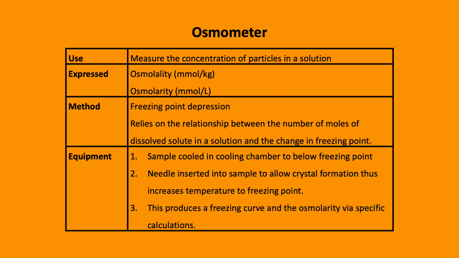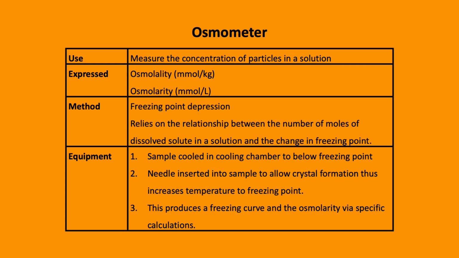An osmometer is a device used in laboratories to measure the concentration of particles in a solution. They can be expressed as both osmolality and osmolarity. A common mechanism by which this is achieved is the freezing point depression. This relies on the principle of the relationship between number of moles of a dissolved solute in a solution and the change in freezing point.